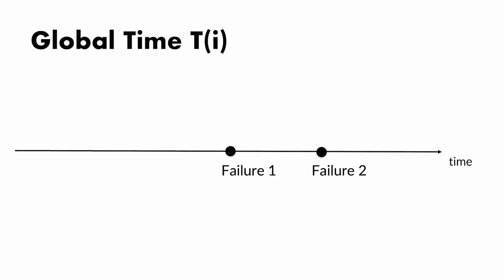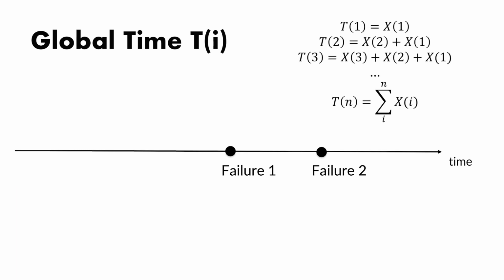And we also have the notion of global time, which is the time since the start until a given failure. And there is a correspondence between the global time and the local time. We can transform from one to the other. So for example, at the first failure, the local time and the global time are the same. But after that, you have to add up the local times to obtain the global time. So it's easy to see: if you have the times between failures and you add them up, you will get the global time.